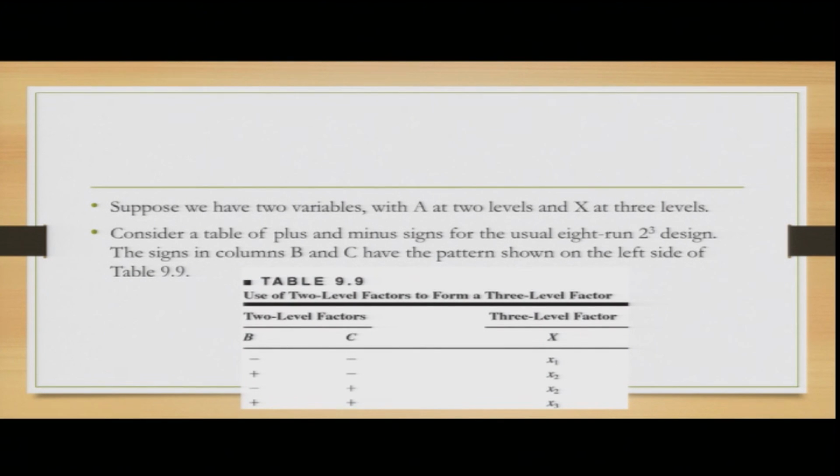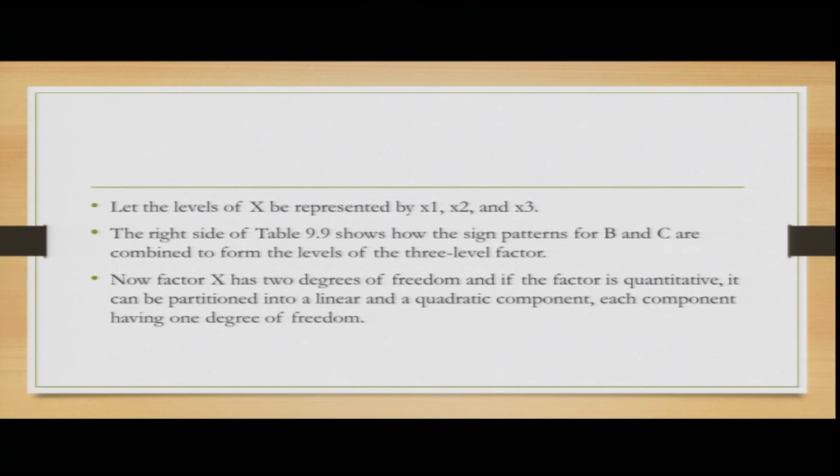The effect would be coming out in x1, x2, x3, x4. So, obviously, it will increase depending on more such B, C, D combinations, with levels being plus minus or plus plus plus 0 minus minus minus, and so on and so forth. Let the levels of x be represented as I said, x1, x2, x3, x4. The right side shows that the sign patterns of B and C are combined to form the levels of this 3 level factor. Now, factor x has 2 degrees of freedom, and if the factor is quantitative, it can be partitioned into a linear and quadratic component, each component having 1 degree of freedom, and calculations can be done accordingly.